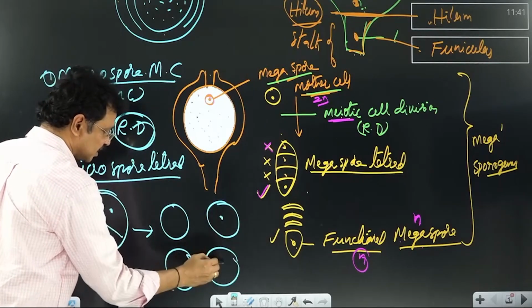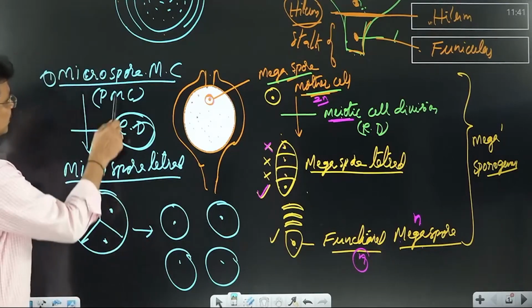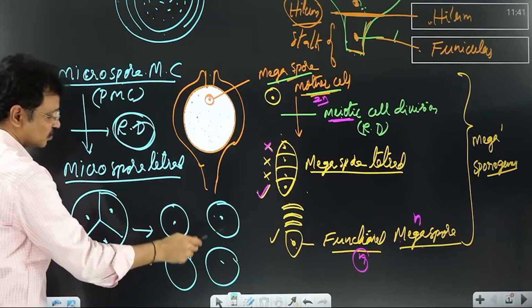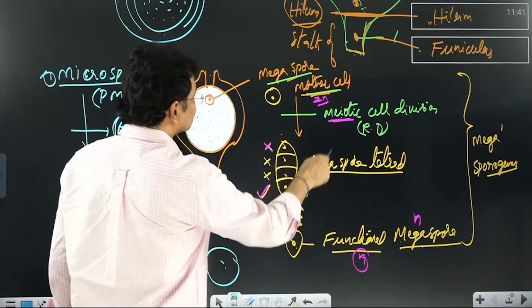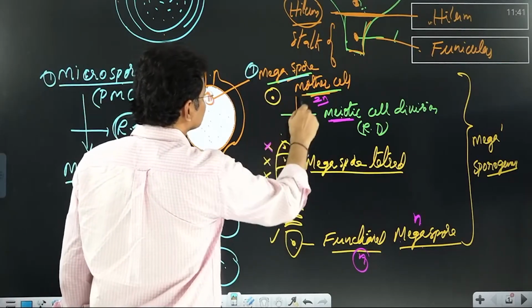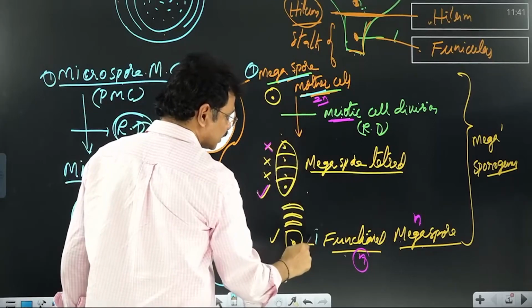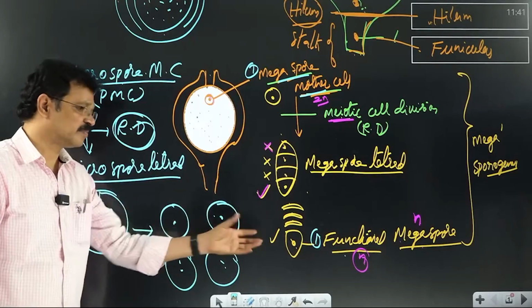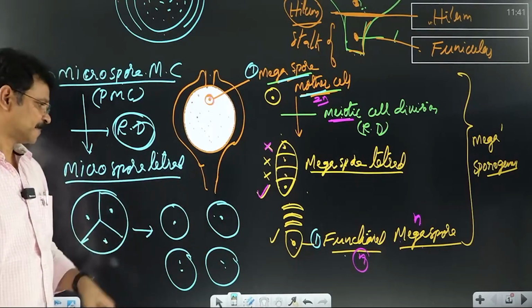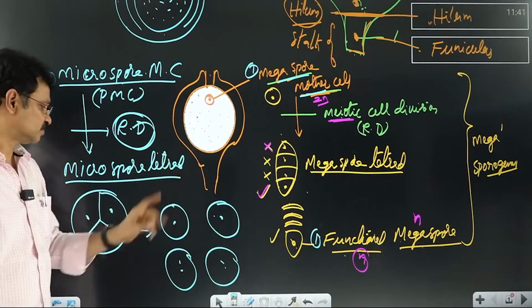Everyone is functional. So every microspore mother cell gives rise to 4 functional microspores, whereas in megasporogenesis, each megaspore mother cell can yield a single functional megaspore. Based on these concepts, we can make some questions here. Be ready to answer these questions.